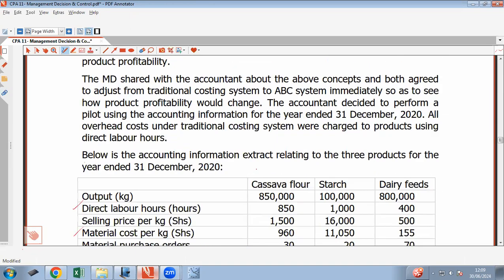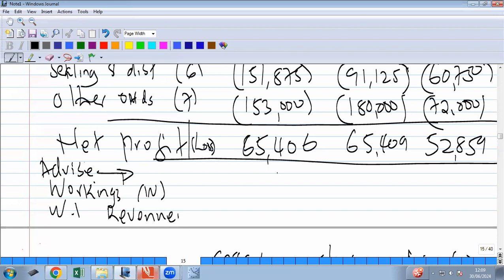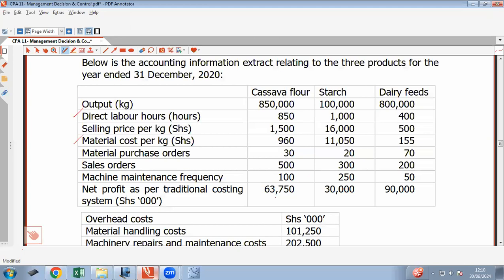for products cassava flour and starch, because they will generate higher profits of 65,406 and 65,409 for cassava and starch respectively, compared to the traditional profits of 63,750 and 30,000 respectively.